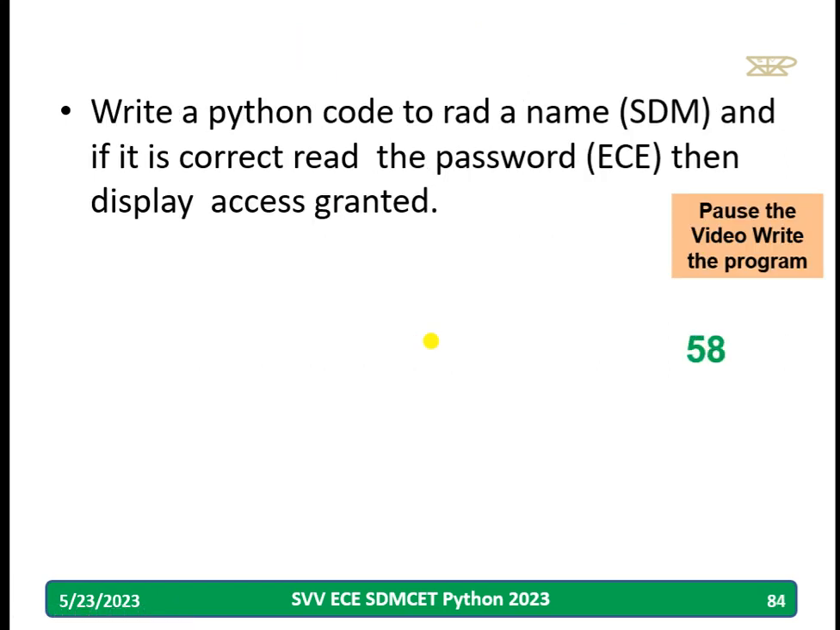Pause the video and try to read this and write a program. Write a Python code to read a name. It should be SDM, and if it is correct, then you can ask for the password, which is ECE. Only then you can display access is granted. Otherwise, wait till they type the name correctly.